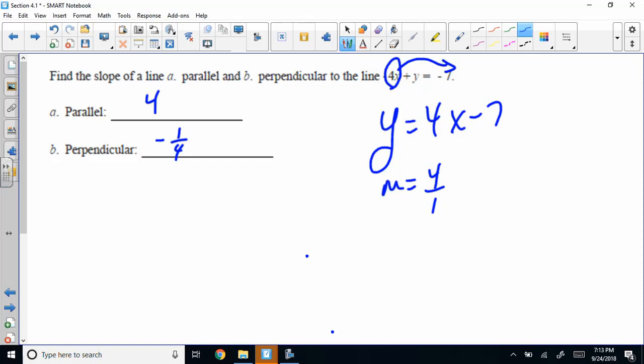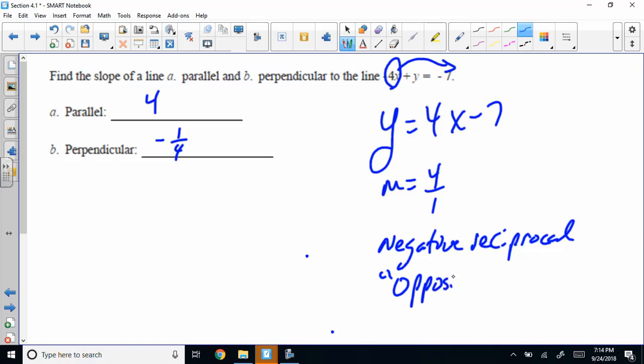Yes. Can you repeat that? You said the perpendicular is the reciprocal. Yes, negative reciprocal. Sometimes people say opposite. Okay.